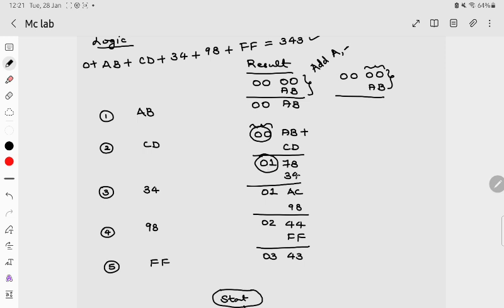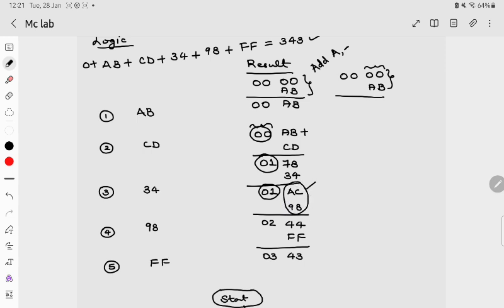Then we add again 78 plus 34. If you look in the calculator, it is AC. So our higher byte remains the same, and our lower byte becomes AC. Then AC plus 98. If you look in the calculator, it is 144. That is what you will get when you add AC plus 98.